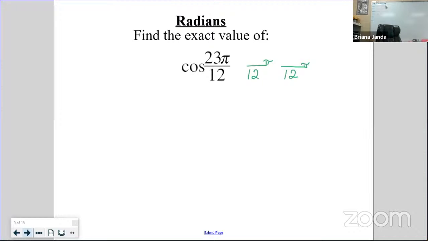Who's come up with a set? You said 15 and 8. So 15 plus 8 is 23. Does 15 over 12 simplify? Both divisible by 3, right? Does 8 over 12 simplify? Both divisible by 4. It works, okay?